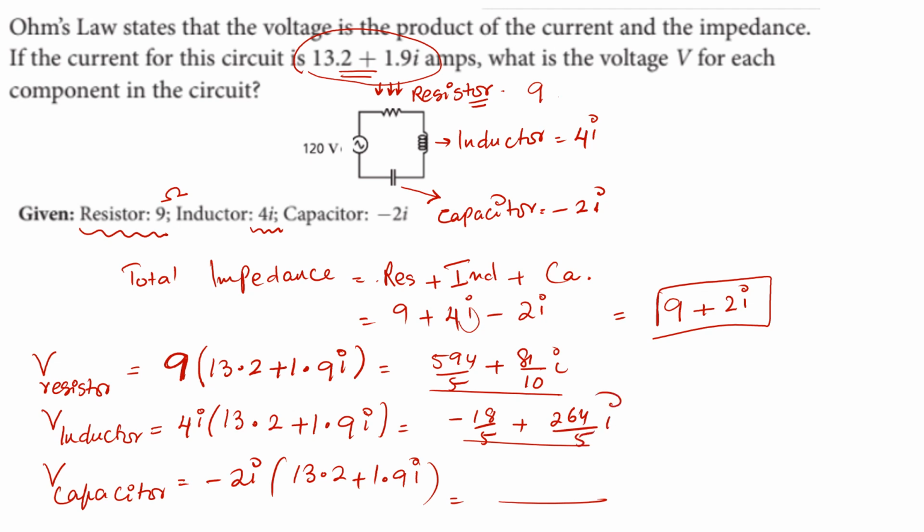Similarly, in order to determine the voltage of the capacitor, multiply the negative 2I by the current, and you will get in the end 9 over 5 minus 132 over 5I. That's all.